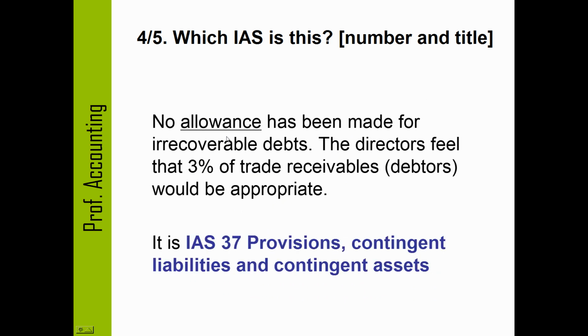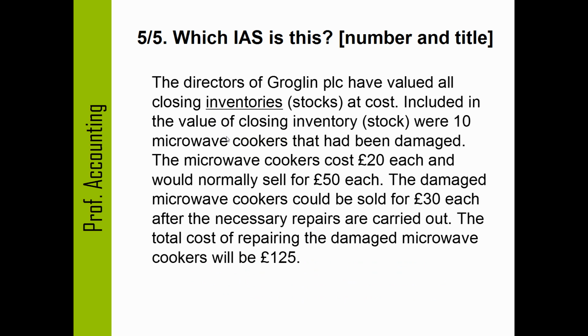Again, that was given, but it didn't ask for a calculation. But you could easily work out the value to go into the balance sheet: cost or NRV, whichever is the lowest. That's the rule. But it wanted the IAS number and the name.